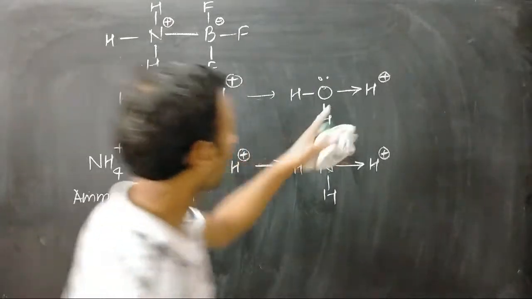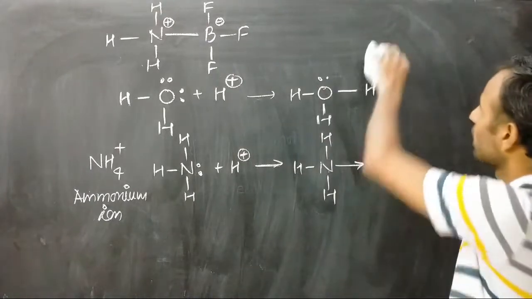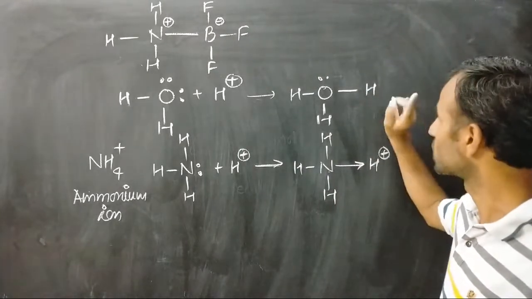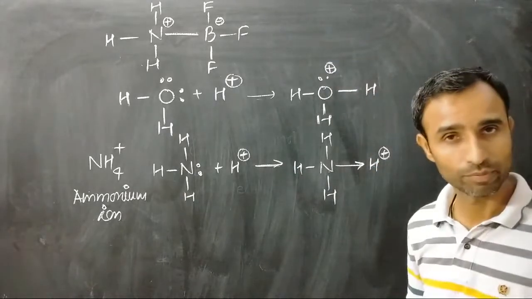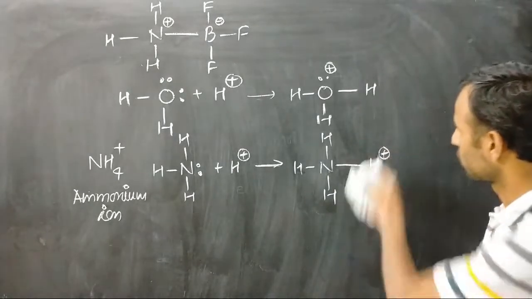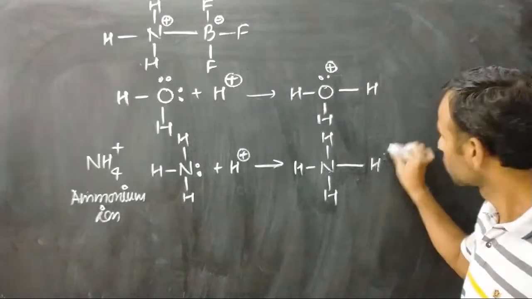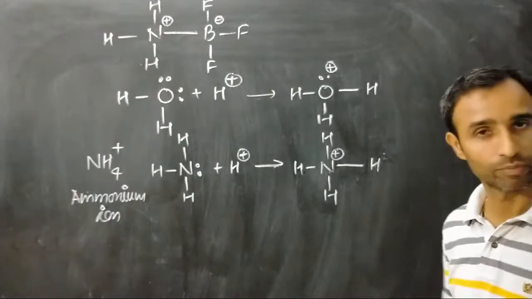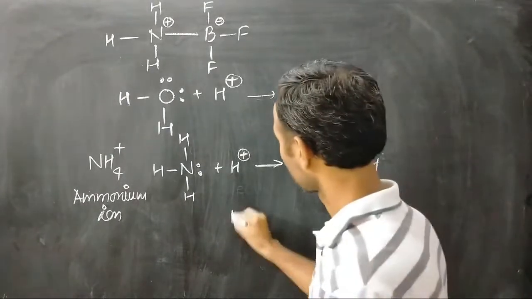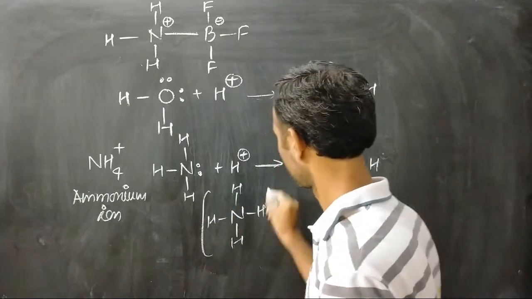So in this case, if we represent it by this type of bond, then H gets negative, and already it has positive, so it is neutral, and this gets positive. Here, if we represent it by this, it gets neutral, and this gets positive. Like that. Or simply you can write it as NHHH whole positive.